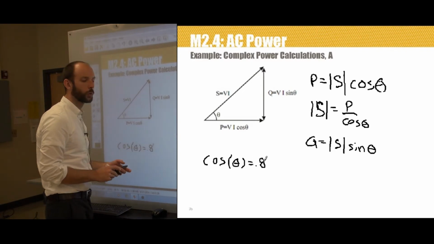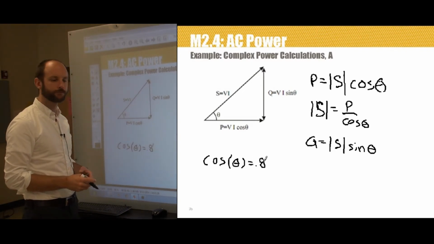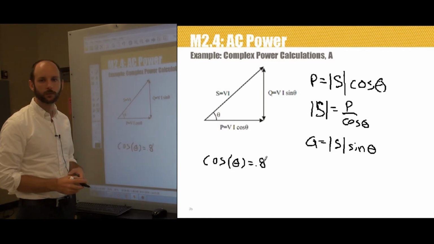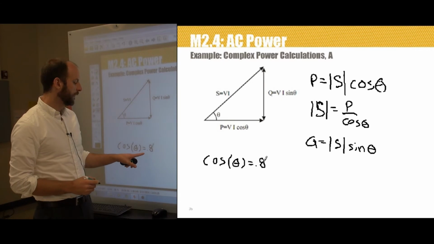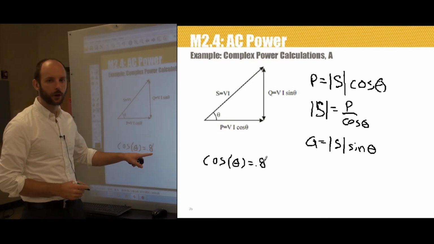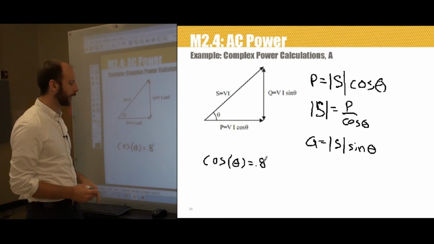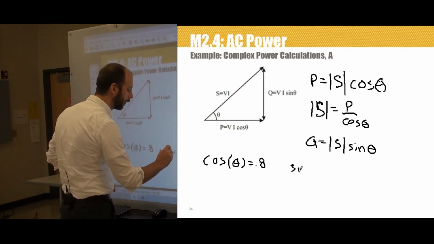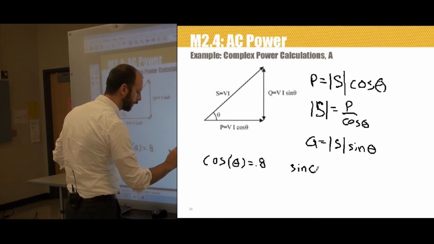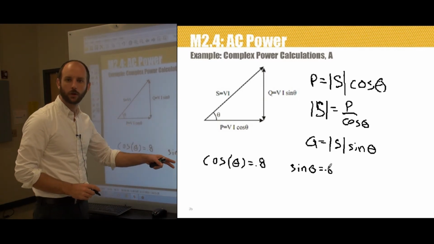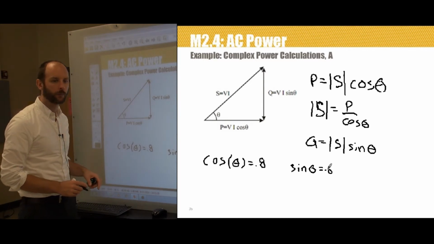Where did that come from? Well, we were told that the power factor was 0.8. And remember, cosine of theta is 0.8. So what we can then do is take the inverse cosine of 0.8. We could use that result. We find out that the sine of theta is 0.6. I encourage you to try that with your calculators at home.